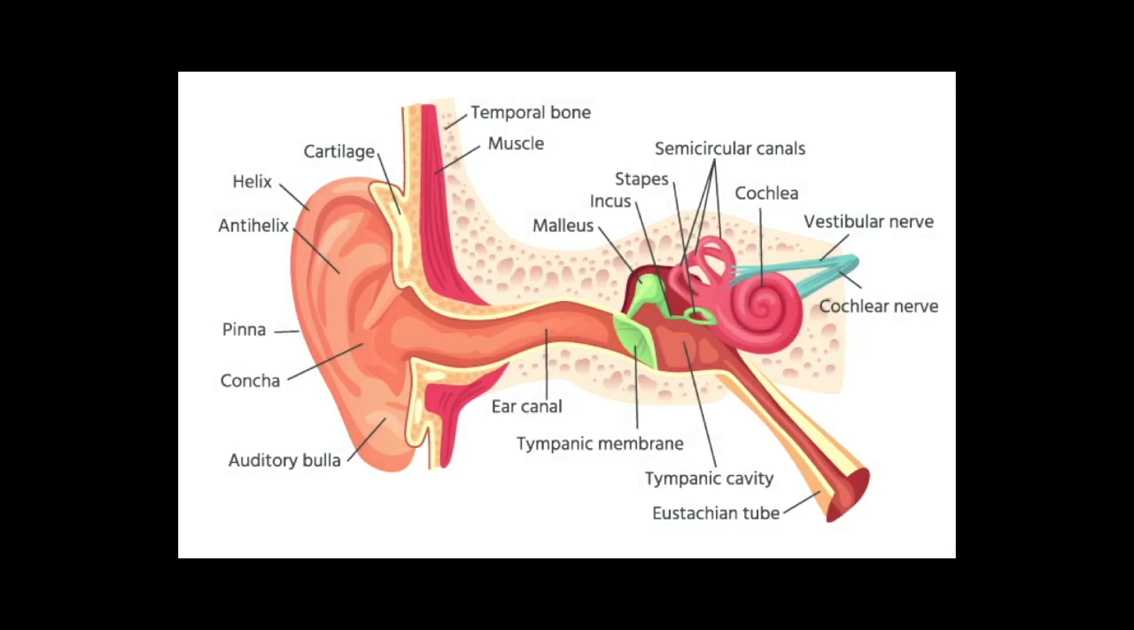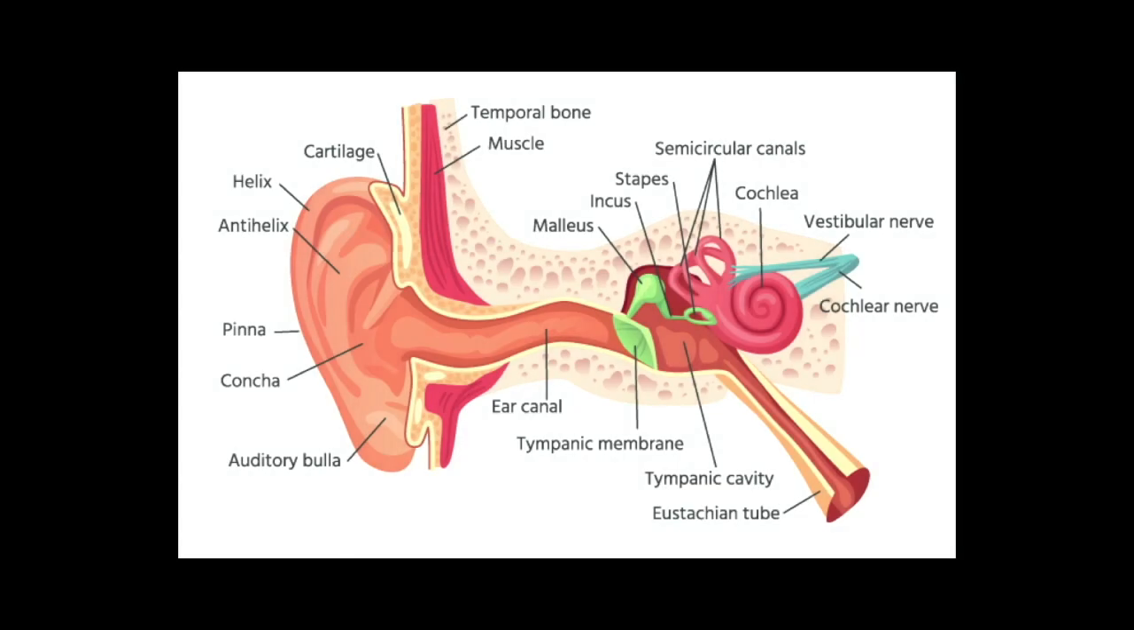But in doing so, we're going to look at the anatomy of the ear, then we're going to look at the cochlea, and then we're going to look at the basilar membrane, which is inside of the cochlea, and how that connects to the auditory cortex, which is in our temporal lobes. So let's take a look here at some anatomy.